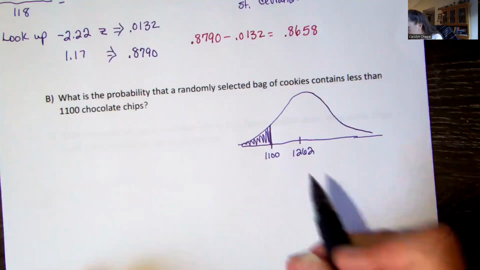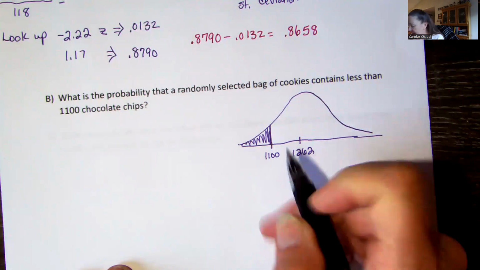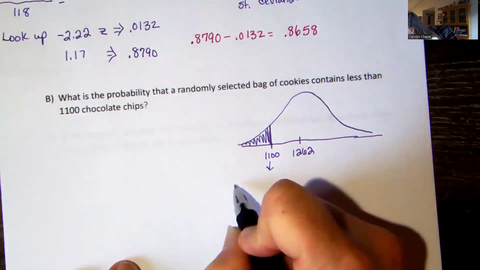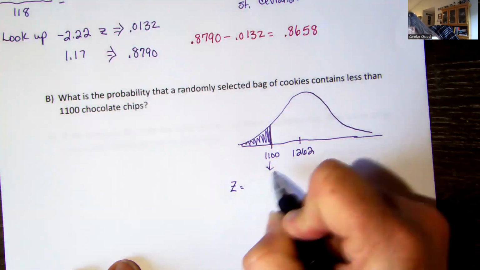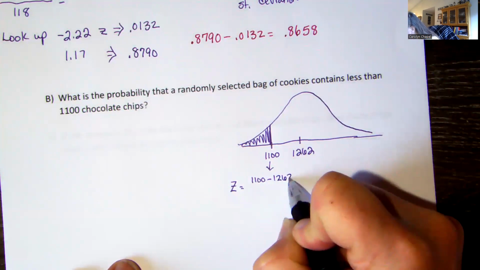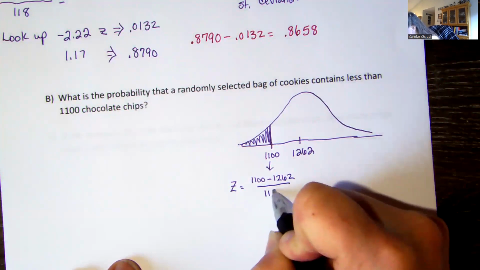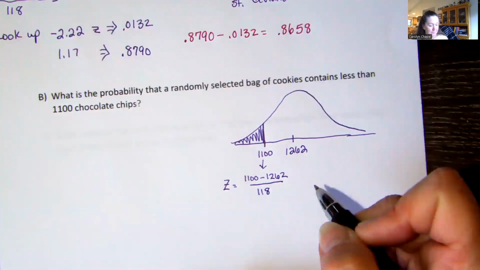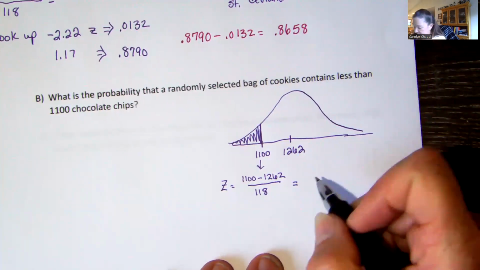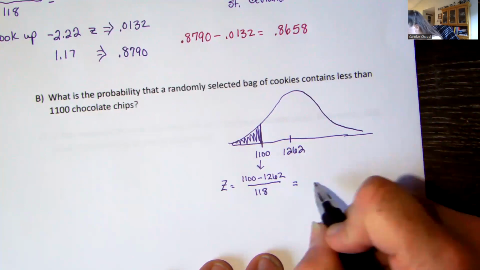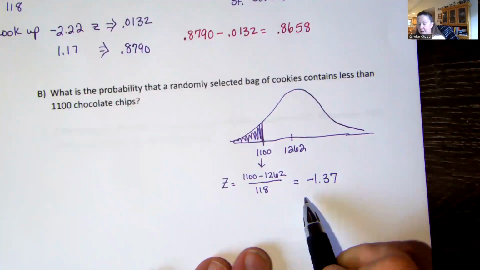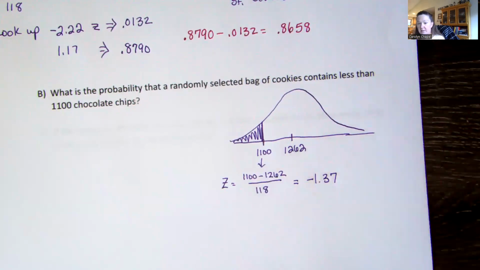Again, our technique is to standardize this 1,100, or find the z-score for that 1,100. So that's 1,100 minus the 1,262 divided by the 118. Getting my calculator out and punching my buttons, I get a negative 1.37, and it should be negative because we are smaller than the mean.